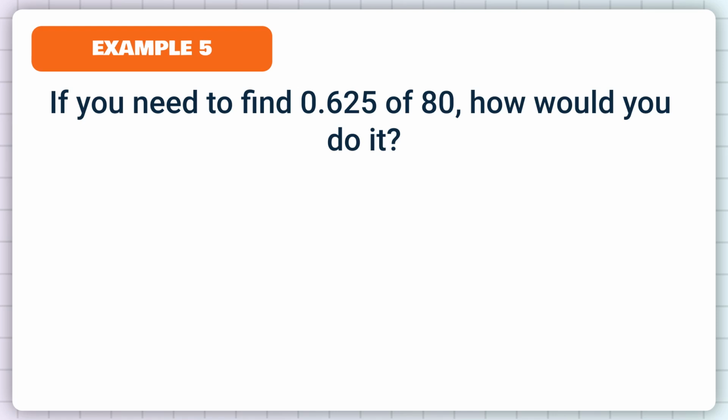Now we will look into a challenging case. If you need to find 0.625 of 80, how would you do it? Again, first identify the decimal and the quantity. The decimal is 0.625, and the quantity is 80. Next, multiply the decimal by the quantity. 0.625 multiplied by 80 equals 50. So 0.625 of 80 is 50. By practicing these examples, you should now feel confident in finding decimals of a quantity, whether it's in a straightforward calculation or a real-world scenario.